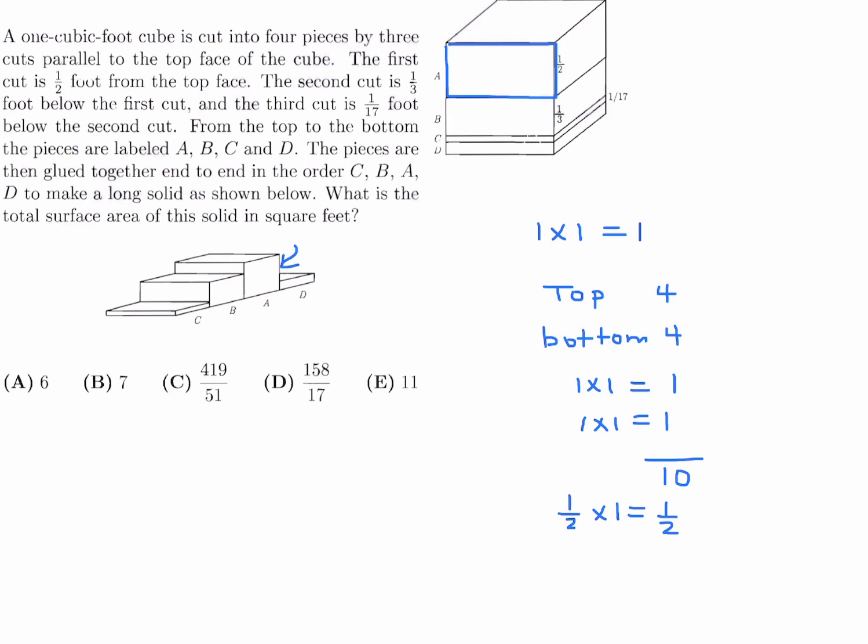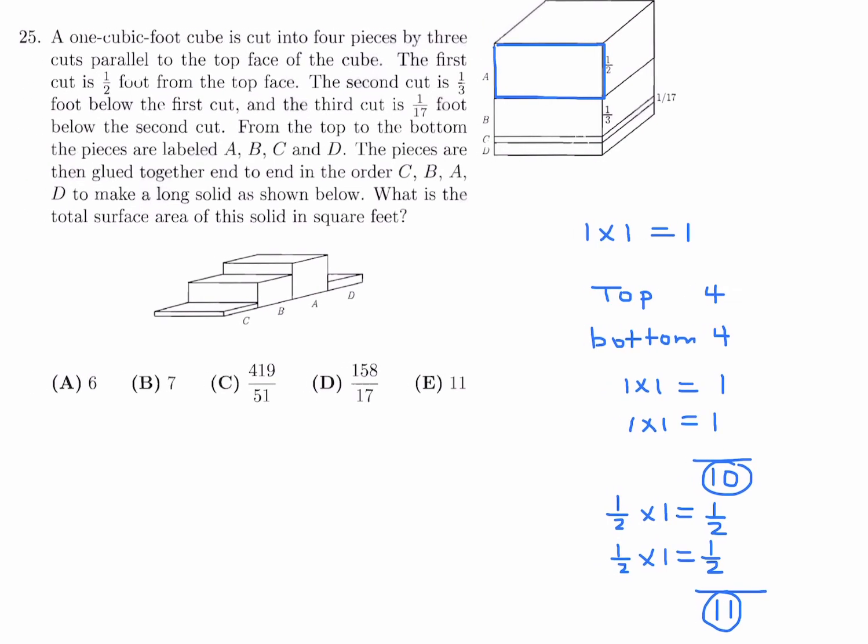You'd be looking at that and at this, and together they are essentially the same as the surface area of that side of A. So that gives you another 1/2. So totaling up 10 plus 1/2 and 1/2, you get 11. Now there's of course a much longer way where you look at each individual piece, but that is going to be very time consuming considering you only have 40 minutes for 25 questions. So for number 25, the answer is E.